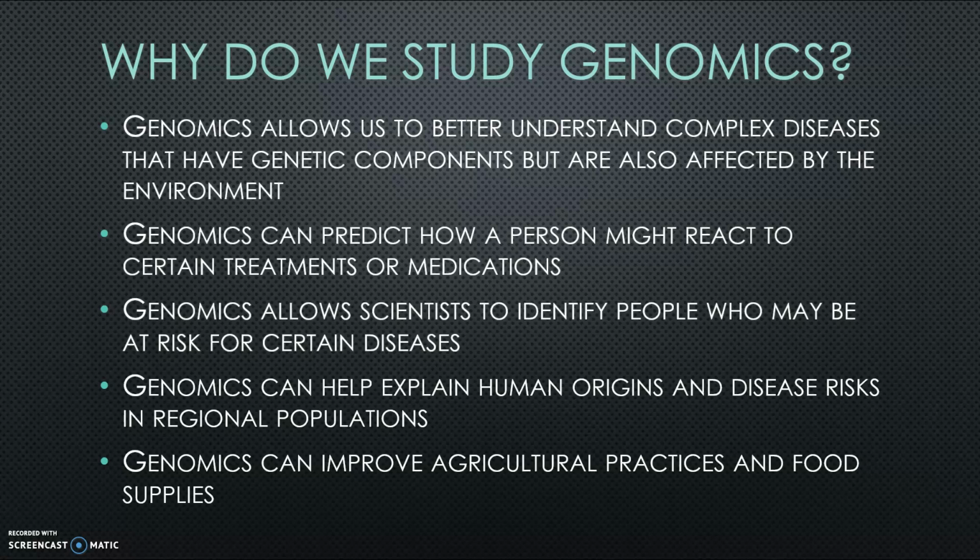Genomics also allows scientists to identify people who may be at risk for certain diseases. There may be some diseases that have genetic components, and we can see signs of those in the genome, even though symptoms for those diseases may not necessarily be present at that time. Genomics can also help explain human origins and disease risks in regional populations, so genomics can help in a geographic sense. And also, genomics can improve agricultural practices and food supplies.